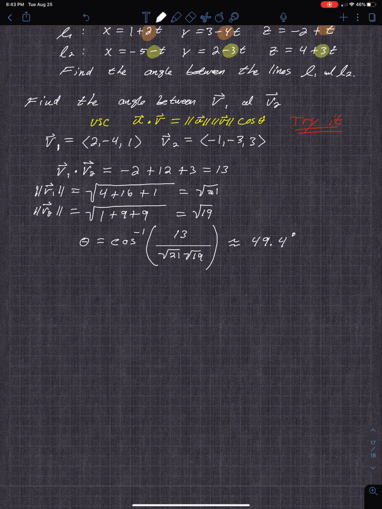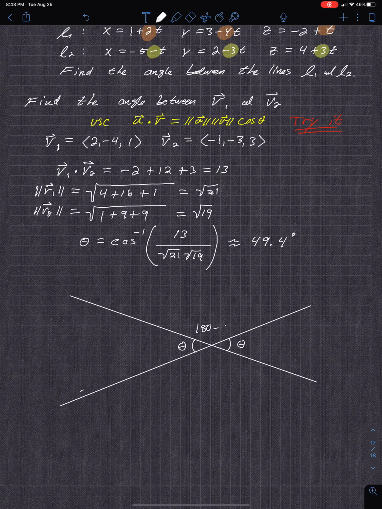So when we look at lines, you have two different lines in space, then if this is theta and this is theta, the angle between the two lines is, you just take the angle between the direction vectors. This is 180 minus theta, of course.